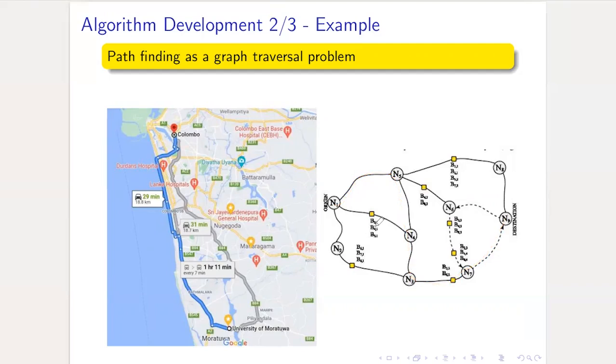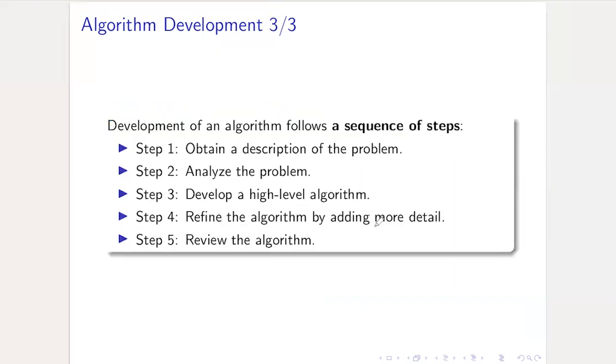So this is just to give you an idea, okay, how one would go from a problem to an initial solution to an algorithm, which is a more precisely defined solution. Now, I have here a sequence of steps that you can use to aid in the development of an algorithm. Okay, so first of all, we need to get a description of the problem, and then we will analyze the problem.